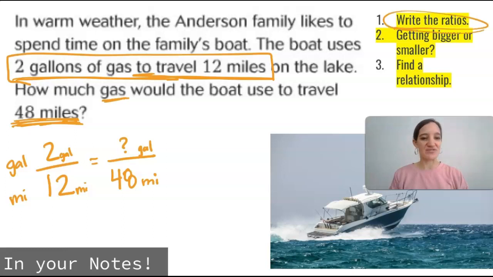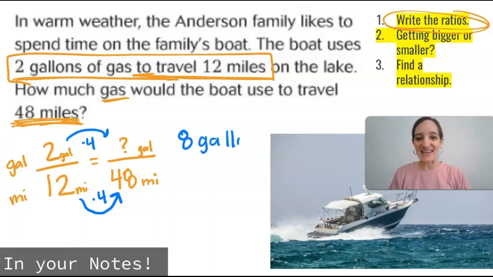So I have written the ratios. I can see that instead of going 12 miles, I want to go 48 miles. So I'm getting bigger, aren't I? That means I'm going to end up multiplying because my ratio is getting bigger. What I want to find now is a relationship from 12 to 48. Is there a relationship there? Yeah. 12 times 4 is 48. I want to go 4 times the distance, so I'm going to need 4 times the gas. 2 times 4 is 8. I'm going to need 8 gallons of gas to go 48 miles. Kind of cool?